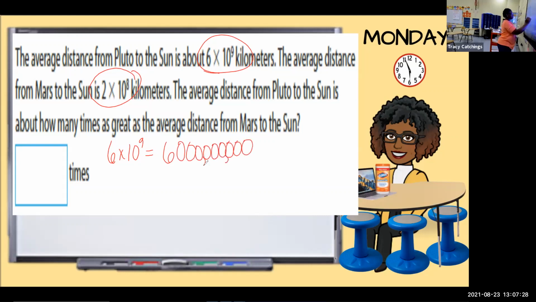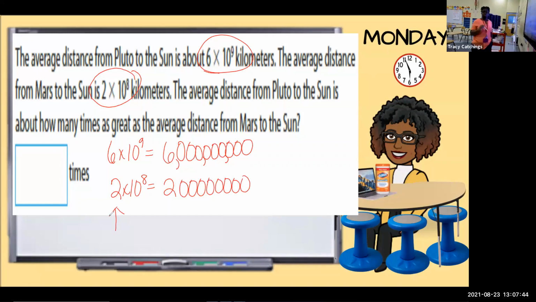Go back and add zeros. All right, so that would be 6 billion. And then we got 2 times 10 to the 8. The same process will occur. 1, 2, 3, 4, 5, 6, 7, 8. And just remember, when they give us a whole number, the exponent will tell us how many zeros to add.